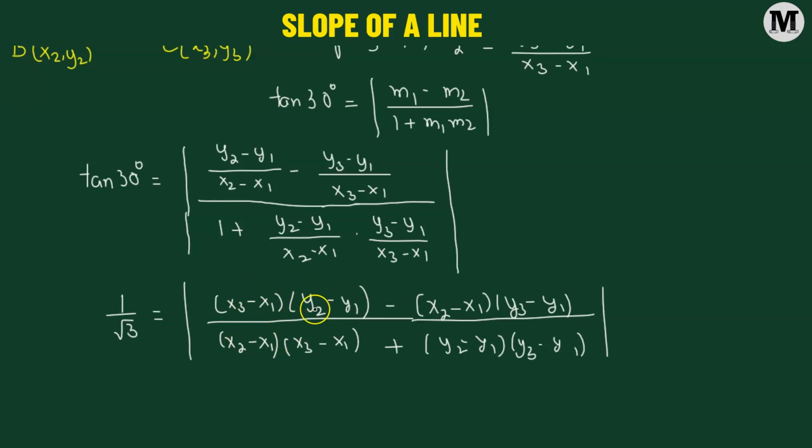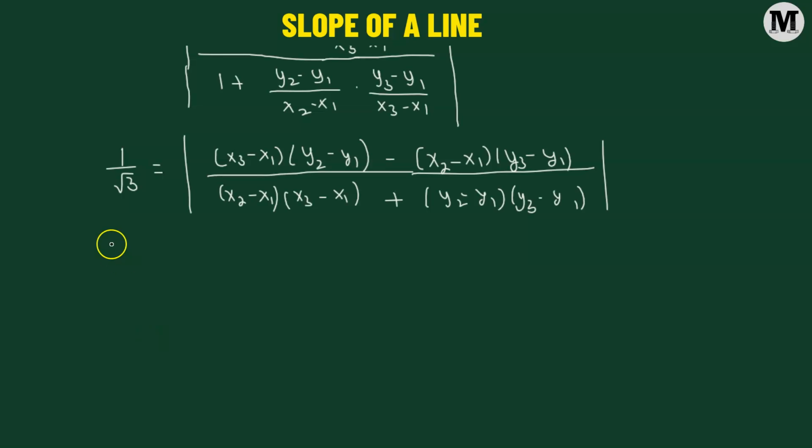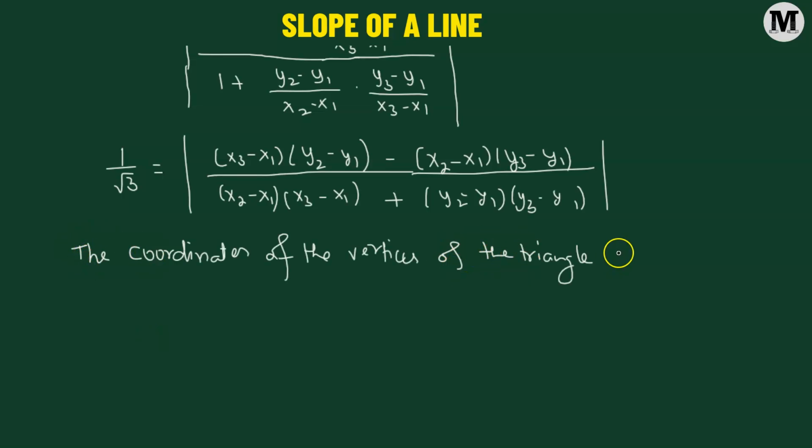If they are integers, that means we have some integer divided by another integer, which is going to give us a rational number. But on the left hand side we have an irrational number, so this cannot be true, which only tells us that the coordinates of the vertices of the triangle cannot all be integers, hence proved.